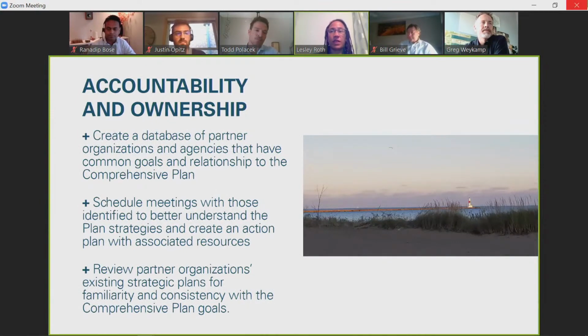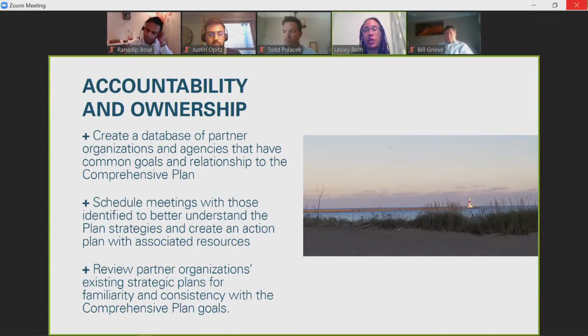Chapter 6 is governance, and one of the key points of this chapter is to build organizational capacity within the city of Waukegan. It's also to establish accountability and ownership for the plan and the strategies and goals that the team has mentioned are included in the plan. This was a big effort on the part of Waukegan residents and stakeholders, city departments, and many other organizations that contributed to the creation of the goals and strategies.